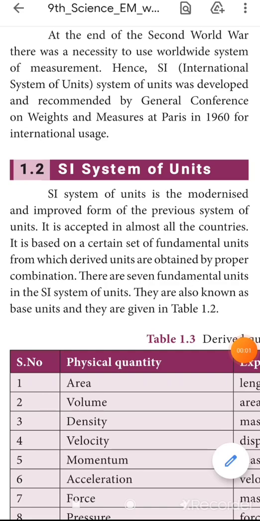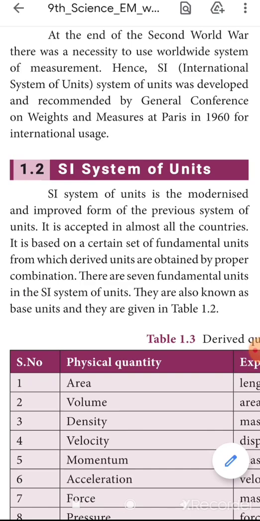Next, SI system of units. SI system of units is the modernized and improved form of previous system of units. It is accepted in almost all the countries. It is based on a certain set of fundamental units from which derived units are obtained by proper combination. Okay, do you remember what is the fundamental quantity and derived quantity?